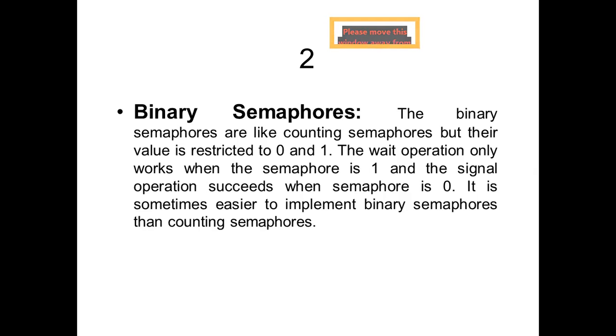So there are two operations we have discussed already, wait and signal. Under the wait operation the semaphore is 1, and under the signal operation the semaphore is 0. So remember these integer values here. It is sometimes easier to implement binary semaphores than counting semaphores. If we compare, implementing binary semaphores is easier than counting semaphores.